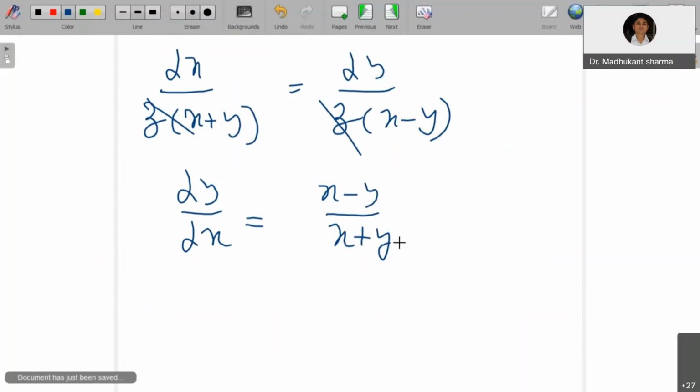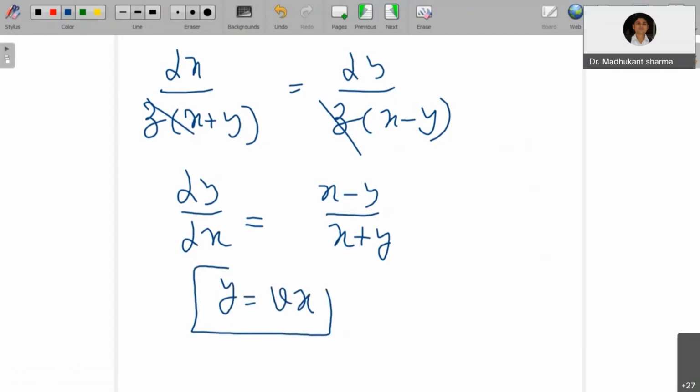So this is a first order ordinary differential equation, whose numerator and denominator both are homogeneous functions of the same degree, that is degree 1. If you recall, you can use the substitution y equals vx to transform it into a variable separable form, and you can find out the final solution.